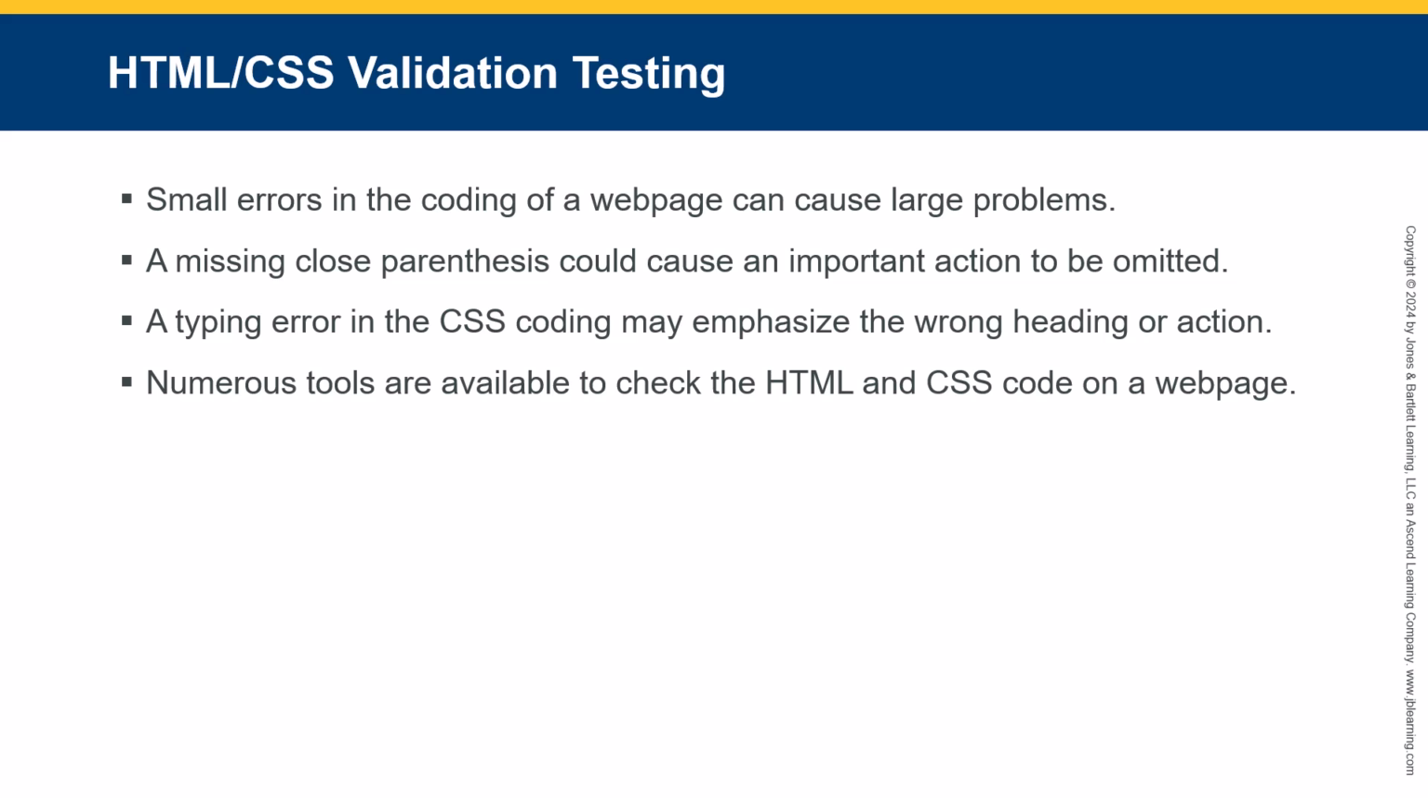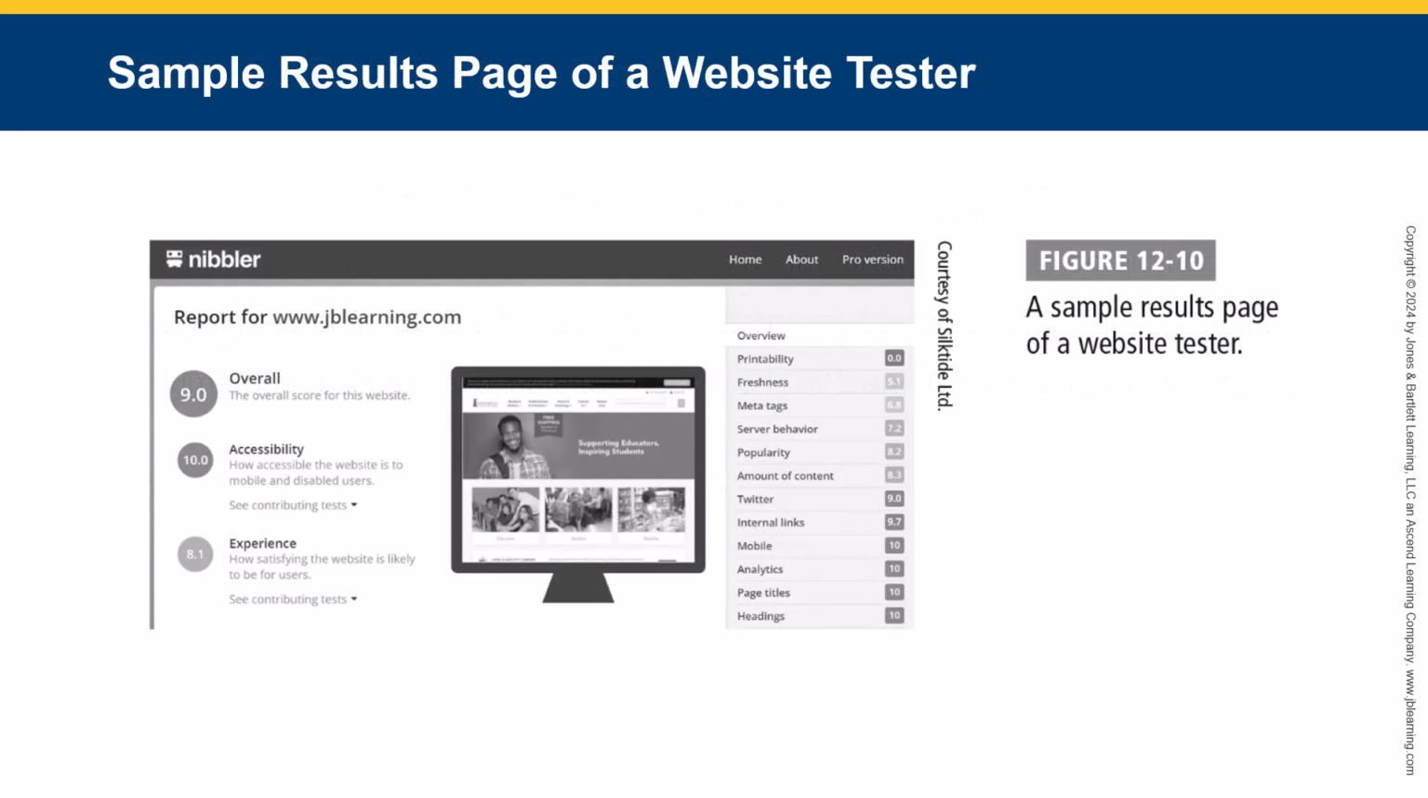Normally here we're looking at HTML and CSS validation. This is looking for small errors in the code because small errors can cause big problems. Missing closing parentheses could cause an important action to be omitted. Typing the wrong CSS code may emphasize the wrong heading or action. Numerous tools can check the code, but a run-through of common function of the HTML and a general review of what a person would actually be doing is a great test.